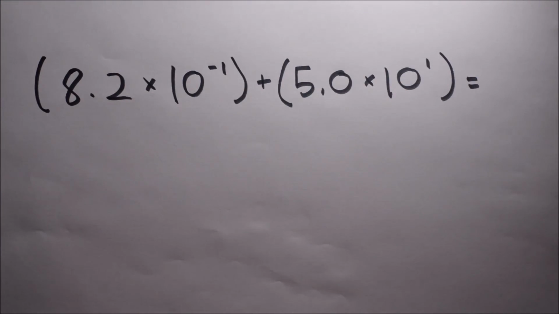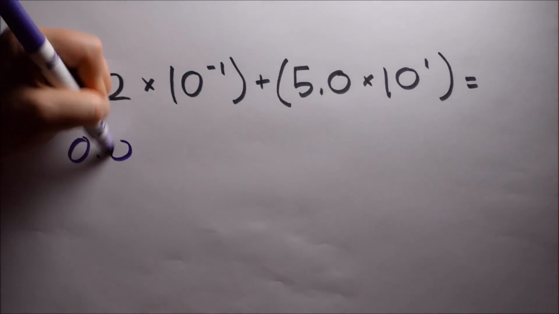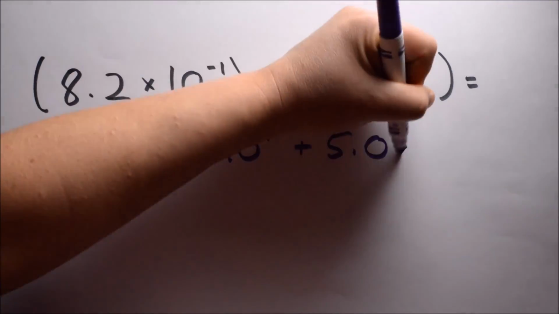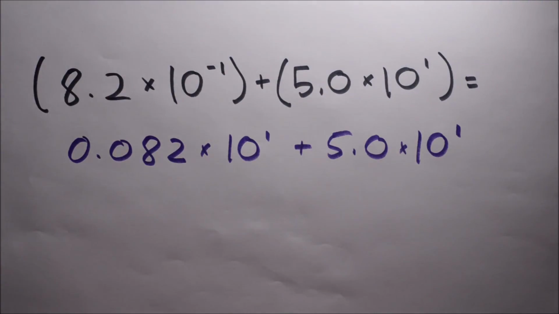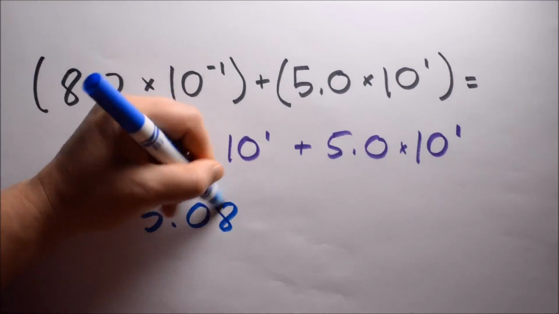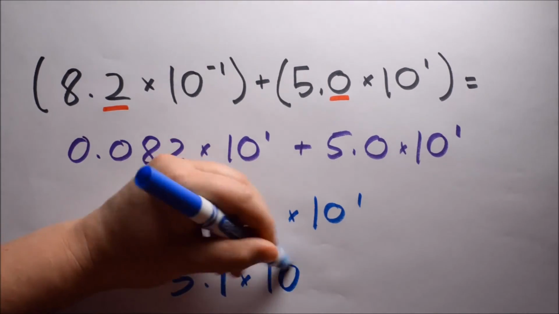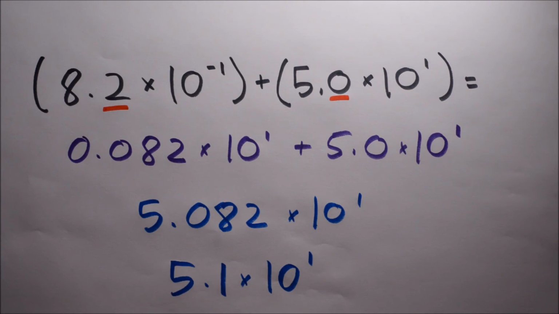8.2 times 10 to the negative 1 plus 5.0 times 10 to the 1. Okay, so I'm going to rewrite 8.2 so that it is in the form 10 to the 1, so that both of them are in 10 to the 1. And when I add these two together, it's easy. I can just look at them and I can add them. But again, significant figures, we're going to do some rounding here and get our answer.